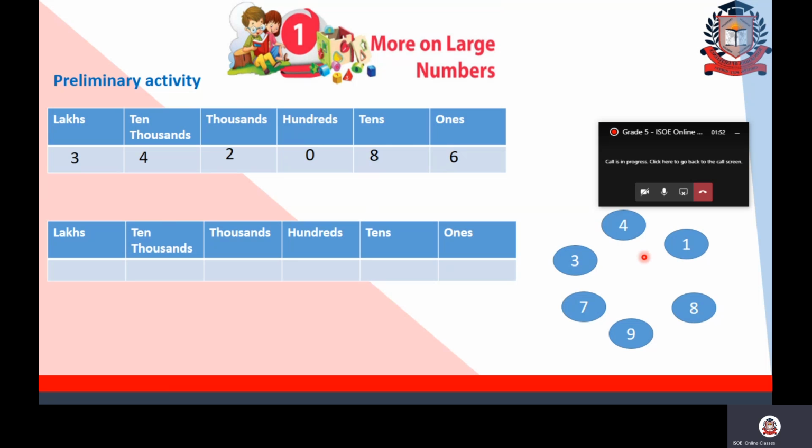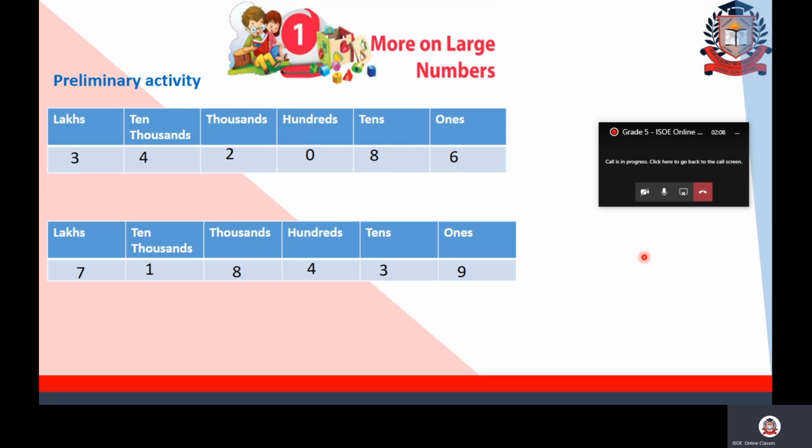See, again I am going to randomly pick the digits and arrange in this place value chart. 4 goes to 100's place, 3 goes to 10's place, 1 goes to 10,000's place, 7 goes to lakhs place, 8 goes to thousands place, and then 9 goes to ones place. So try to read the number thus formed, children.